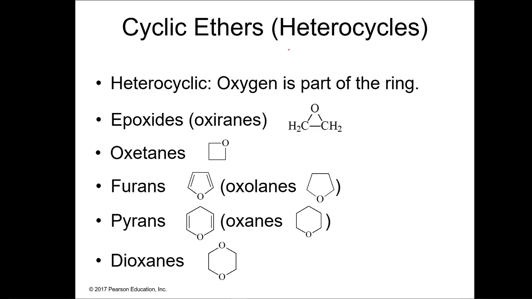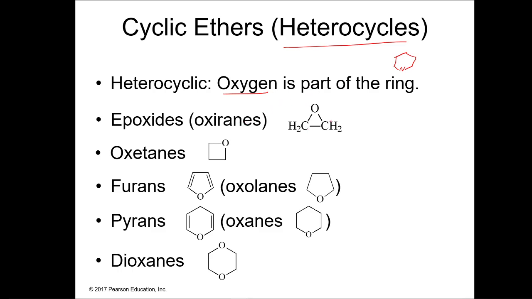Cyclic ethers are heterocycles. So a heterocycle just means it's a ring that has an element that is not carbon in it. So that could be oxygen, could be nitrogen, right? We've looked at that compound as well. So that's a heterocycle. In this case, obviously, since we're talking about ethers, it means that oxygen's part of the ring, but any nitrogen or sulfur, any non-carbon atom that's part of the ring, that is considered a heterocycle.